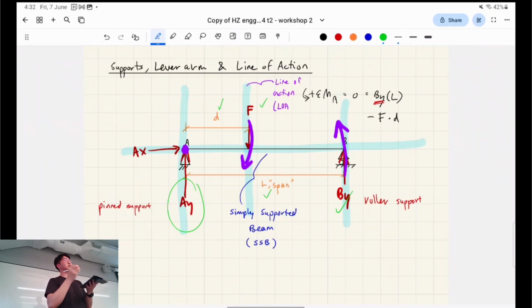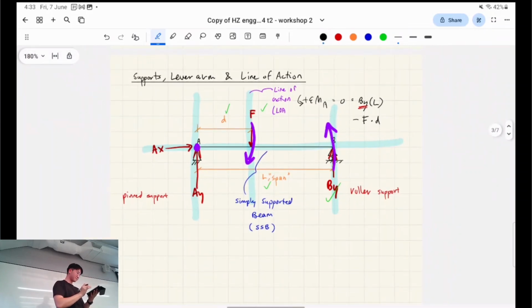And then we can also do the sum of the forces in the horizontal direction, and that's how you solve for AX. So I'm talking about this without writing it down because you'll see how it plays out when I'm doing the questions, right? But yeah, that's the general steps.